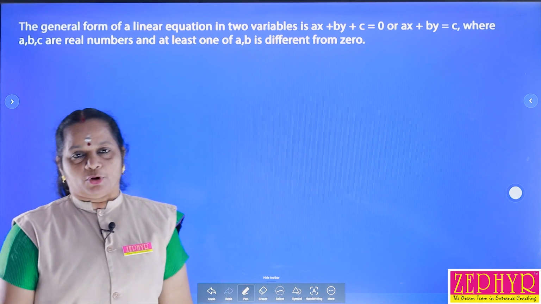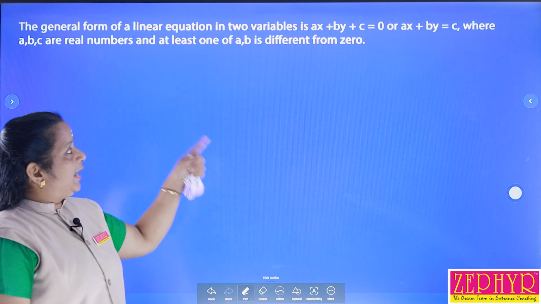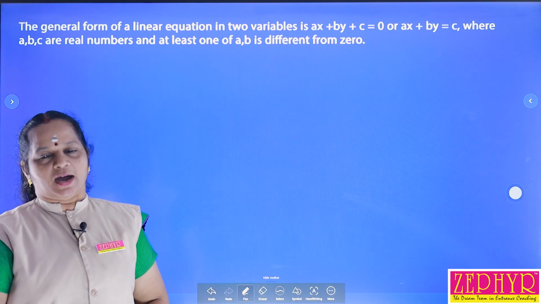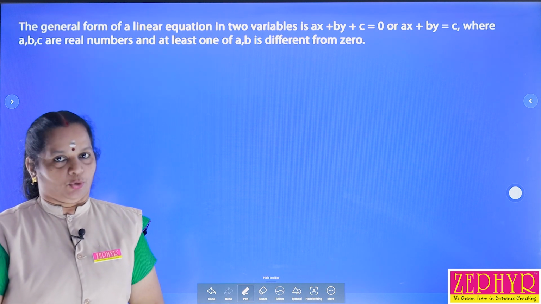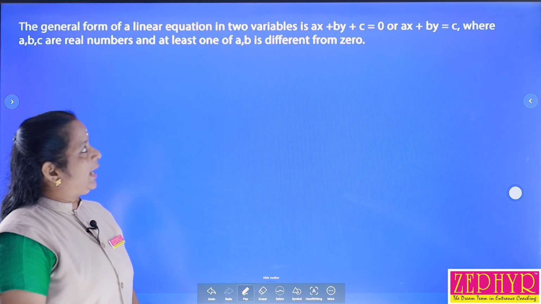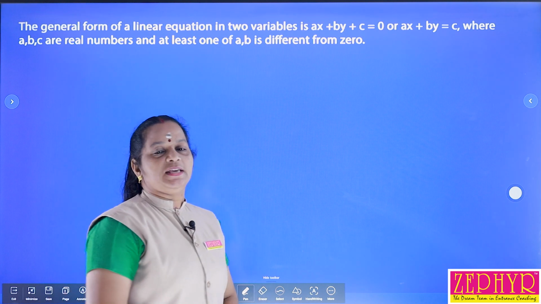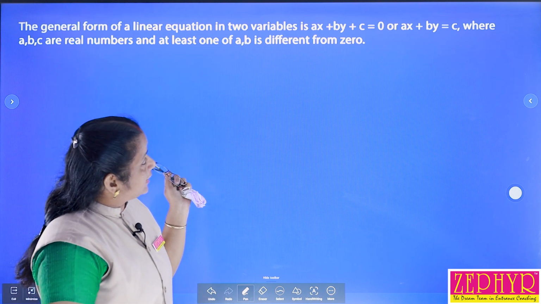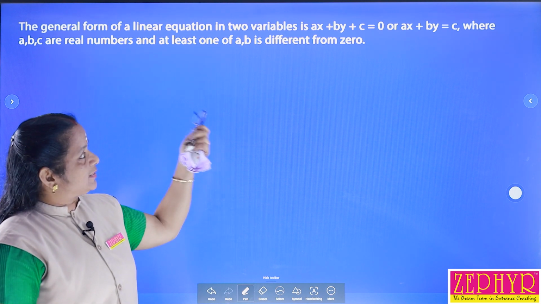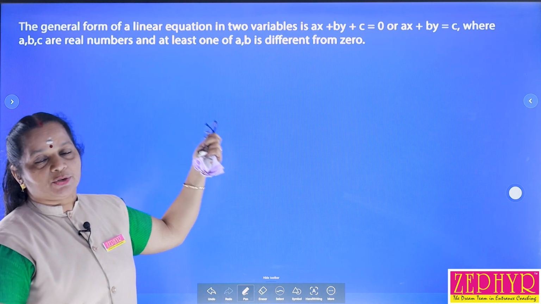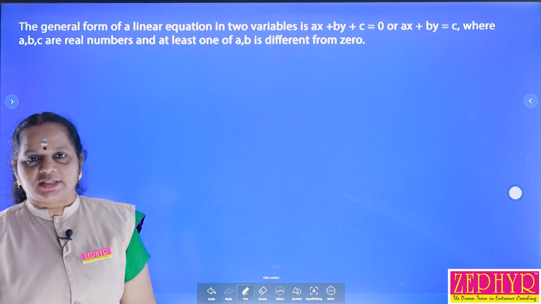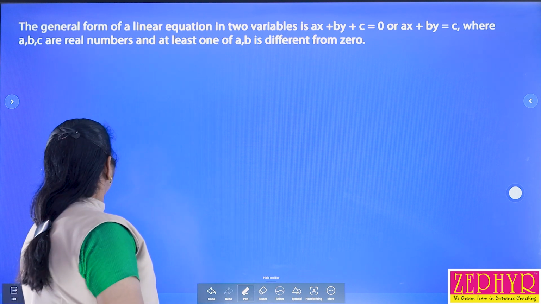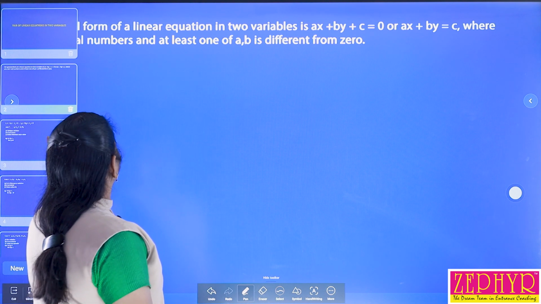The general form of a linear equation is ax plus by plus c is equal to 0, where a and b are not simultaneously 0. So that's the general equation of a line, ax plus by plus c is equal to 0. Here the coefficient of x is denoted as a, the coefficient of y is denoted as b, and the last constant term is denoted as c. This type of equations are called linear equations.